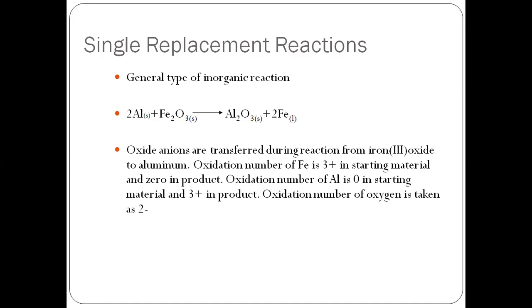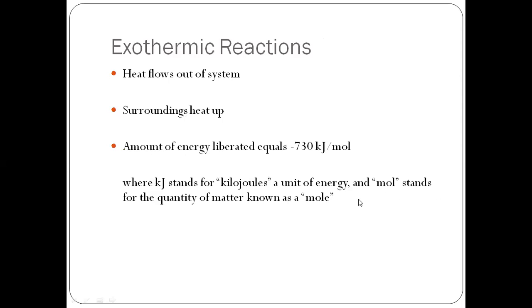The oxidation number of Fe is 3 plus in the starting material and 0 in the product, right? The oxidation number of aluminium is 0 in the starting material and 3 plus in the product. The oxidation number of oxygen is taken as 2 minus. In exothermic reactions, heat flows out of the system, so the surroundings of the system heat up. The amount of energy generated is around 730 kilojoules per mole.